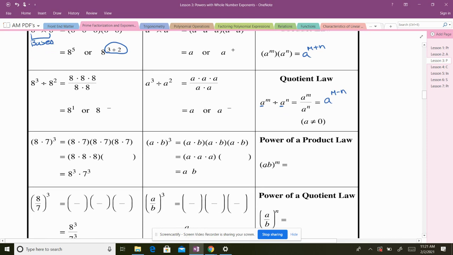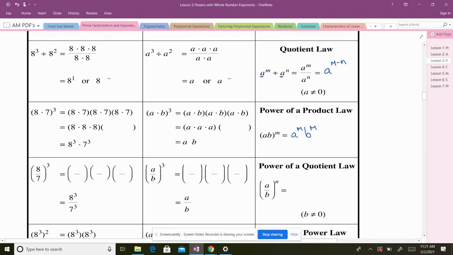If you have two numbers or variables inside brackets raised to some exponent, that exponent goes to both variables. So this would be a to the m, b to the m. The same thing applies to fractions, all right? The n goes to both things, so it'd be a to the n over b to the n.